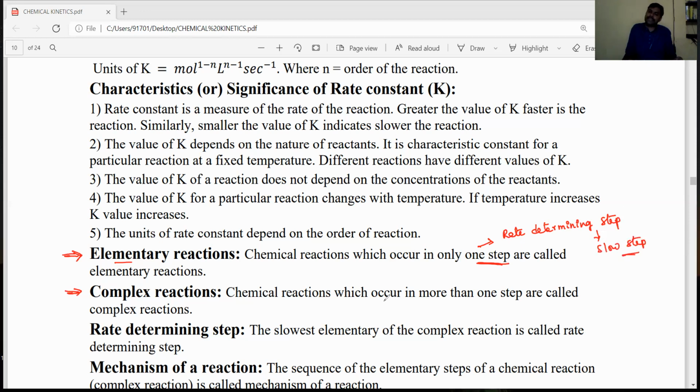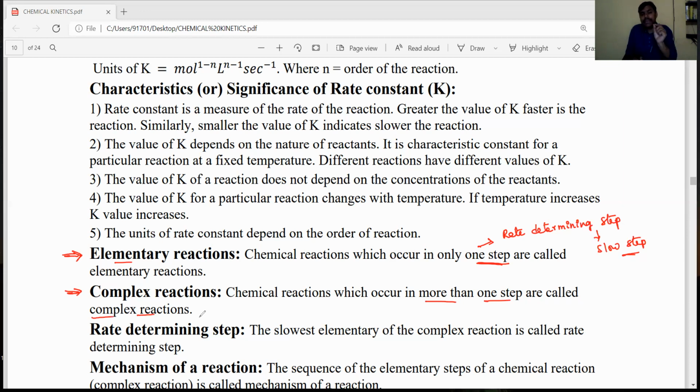Okay, dear students, now complex reactions. Generally, what are called complex reactions? Complex reactions are the reactions which occur in more than one step, that is, in several steps. In the mechanism of complex reactions, the reactions take place in several steps. In that, some reactions take place in a slow step. In the slow step, we see how many molecules are involved in the chemical reaction, and based on that we can determine the rate of the reaction.